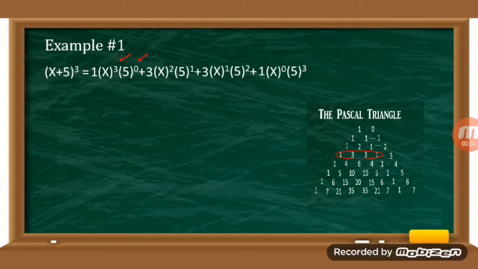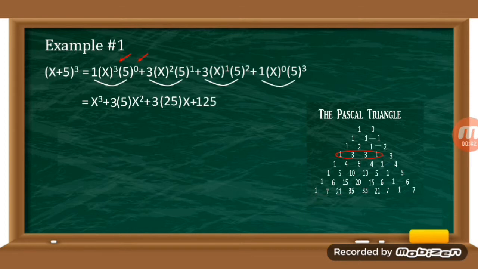So let's simplify. X raised to 3 is x cubed. Then 5 raised to 0 is 1, times 1, 1. Plus x raised to 2 is x squared. Then 5 raised to 1 is 5. Then times 3. Plus x raised to 1 is x. Then 5 raised to 2 is 25. Then times 3. Plus 5 raised to 3 is 125.